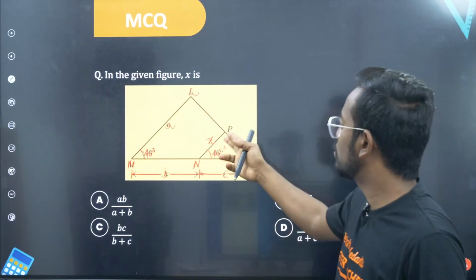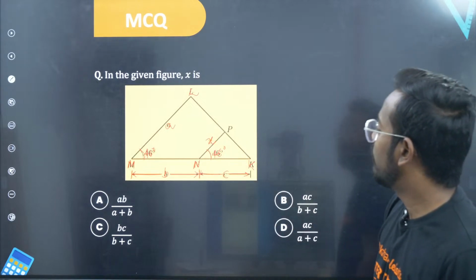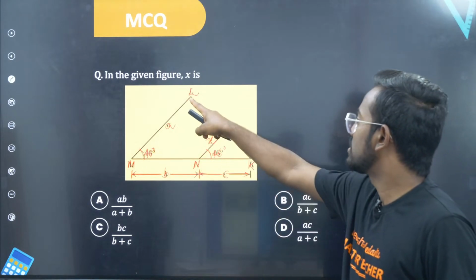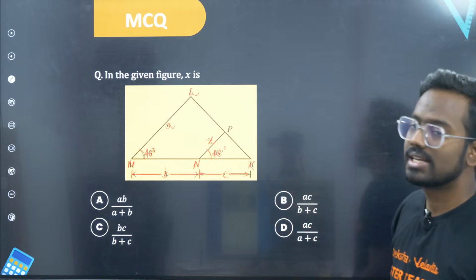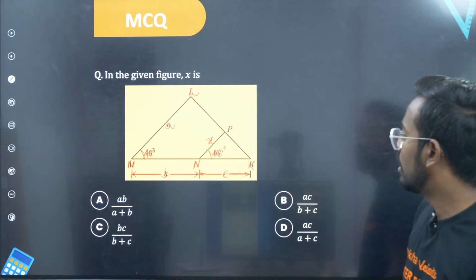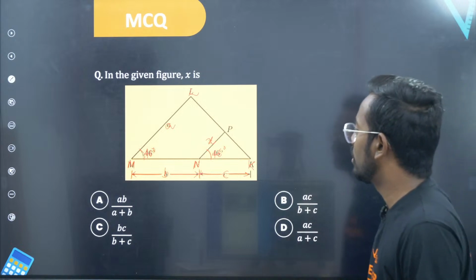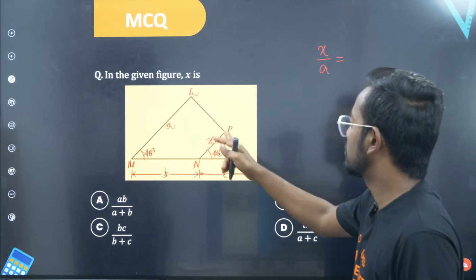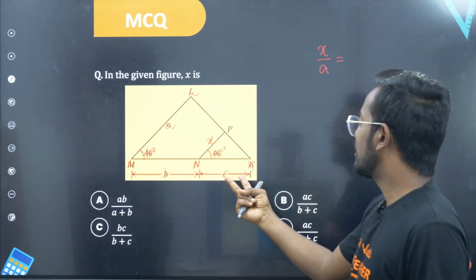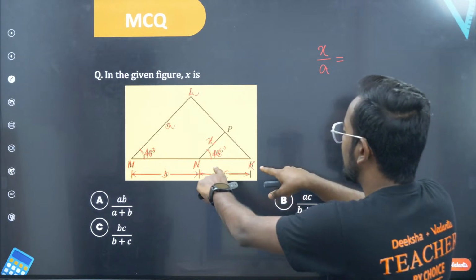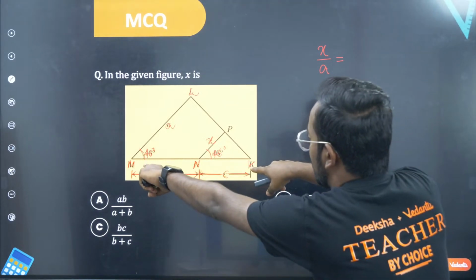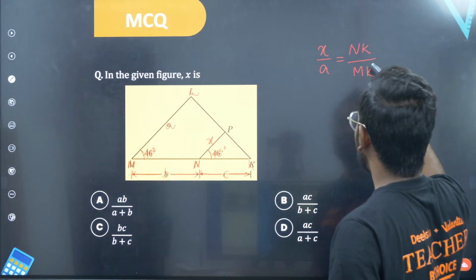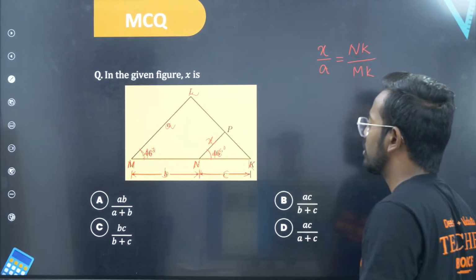Sir, we know that these two are parallel, and therefore they will satisfy the BPT theorem. So the angles are the same, and these two angles, this is 90 degree for both of them. Two angles are the same, therefore they are similar. Now I want x, no? So sir, x by a should be equal to one more known term. So x by a should be equal to c by b plus c. I'll take nk by mk, because this is also equal to this, according to the corollary of BPT.